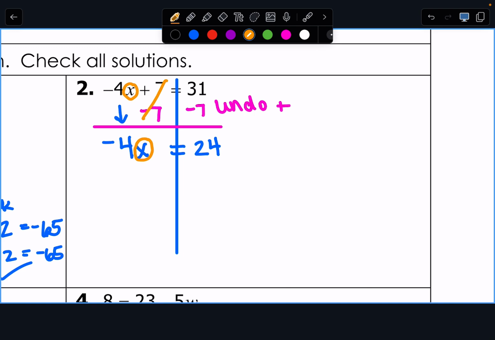We are still not done yet. Mason, what do we need to do? Get negative 4 by itself. And how is negative 4 tied to x? Okay, so we need to undo multiplication with division. So we need to divide. Make sure, and this is something that I've noticed, make sure that negative is coming with on our division. So x equals negative 6.